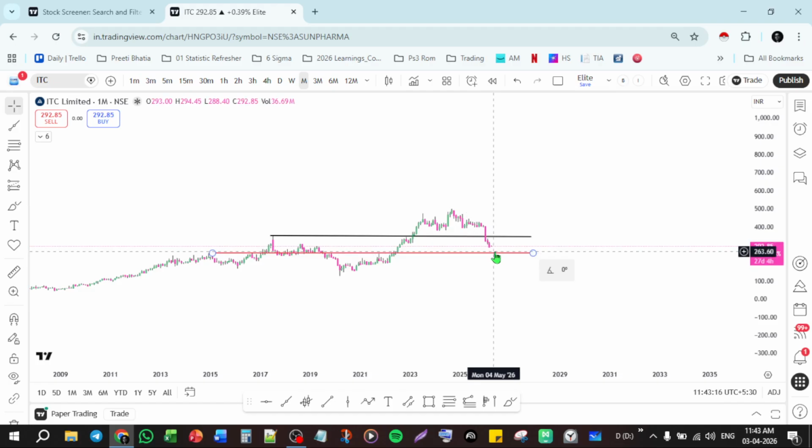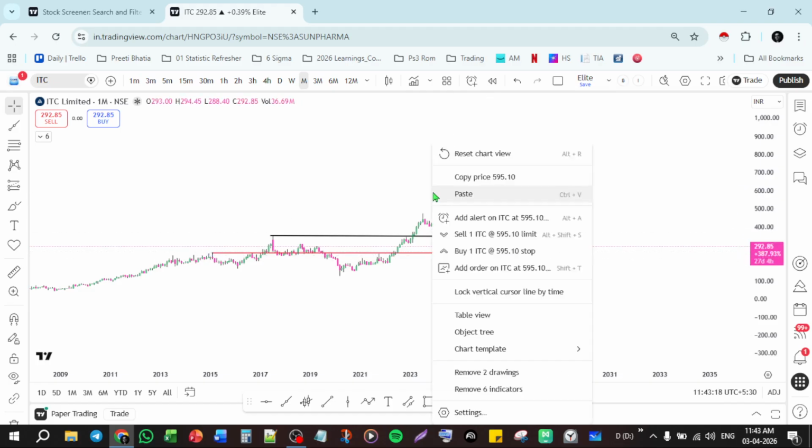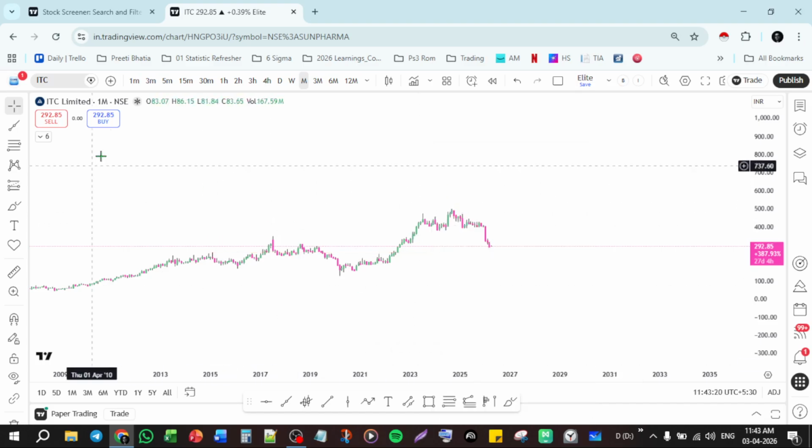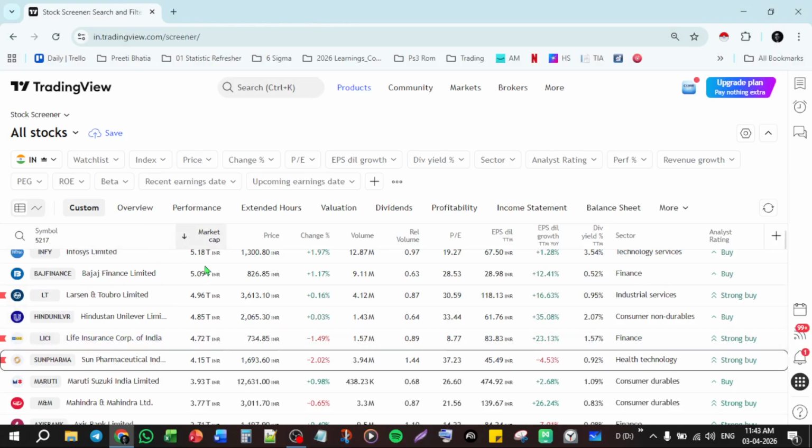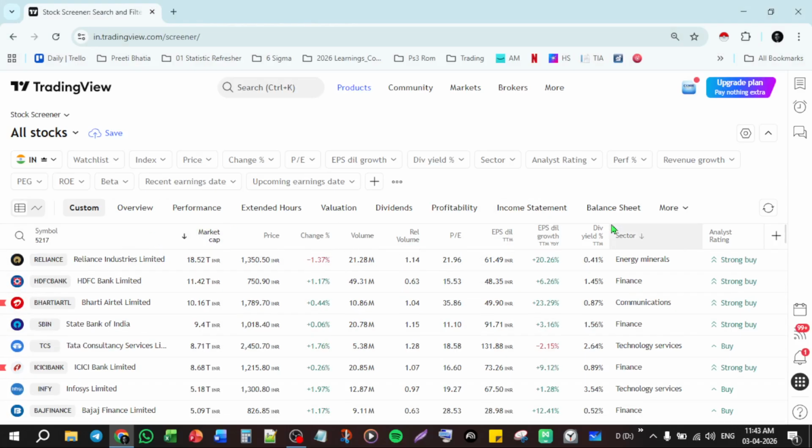I'm not giving you any buy or sell calls here or tips. I'm just showing you how to get a healthy watch list. So this is the first way. Second way, if you understand technicals and you want to add technicals to this whole thing, click on more. You see technicals.